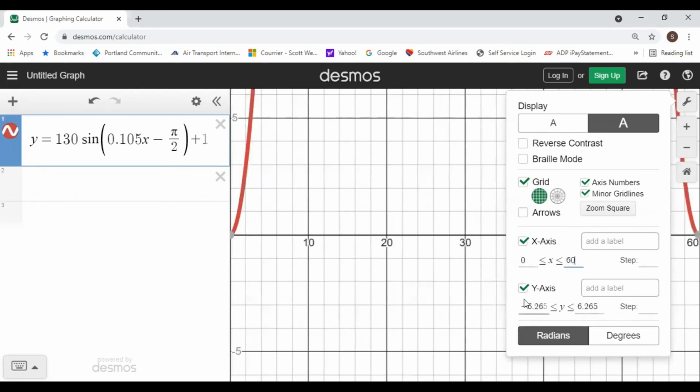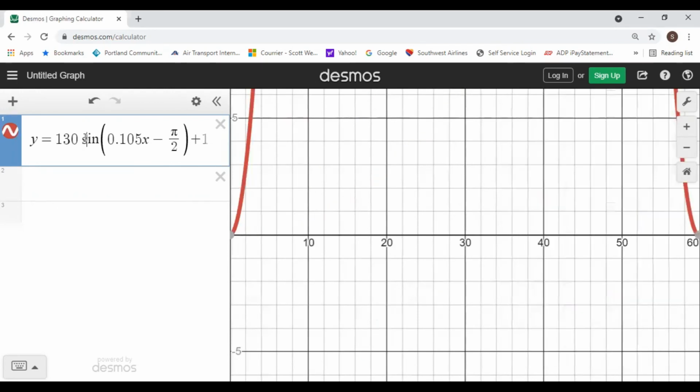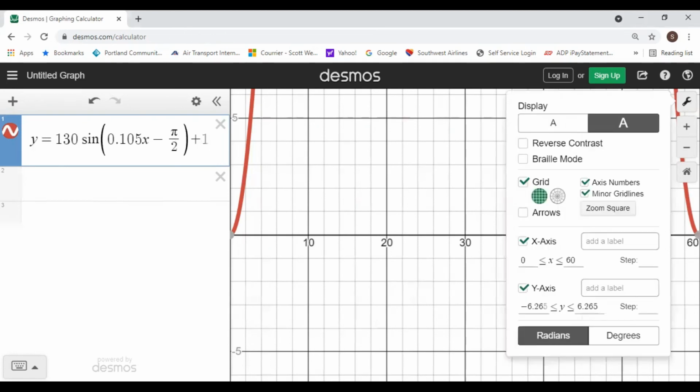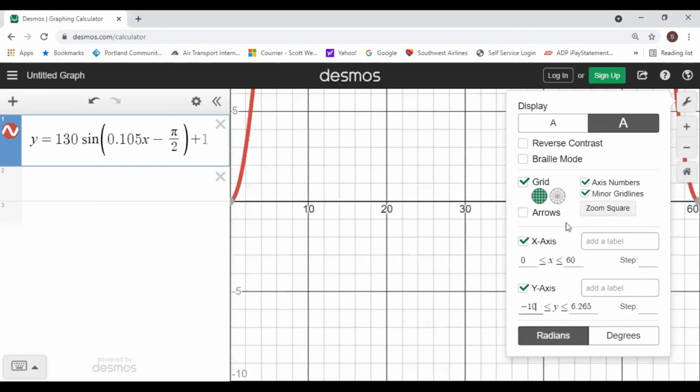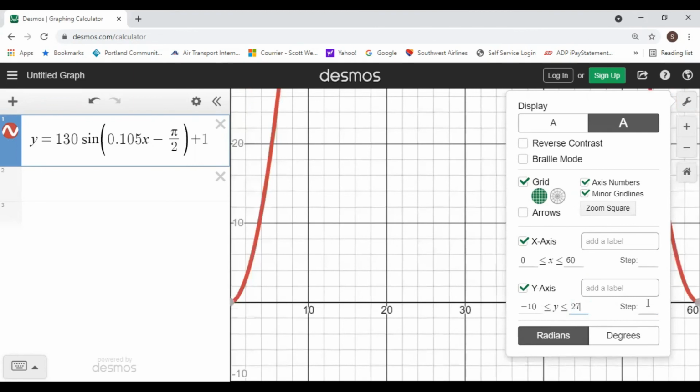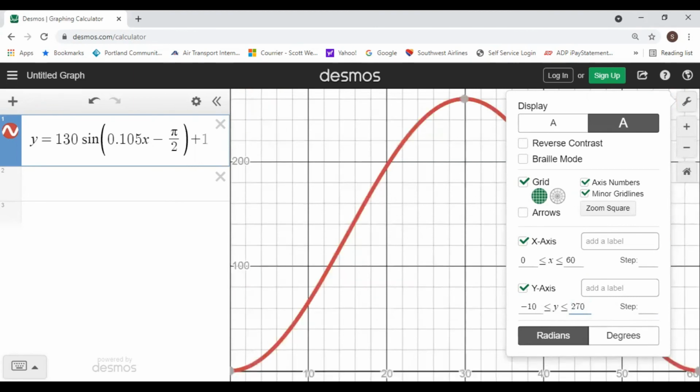And then for the y-axis, just looking at this, I can tell that this is a function that has an amplitude of 130 and a midline also of 130. So I can tell that the y-axis is going to have to go from a minimum of 0, so I'll make it like negative 10 to give a little bit more room, to a maximum value of 260. So I'll make it go to 270, just so I can get the full scope of it here.